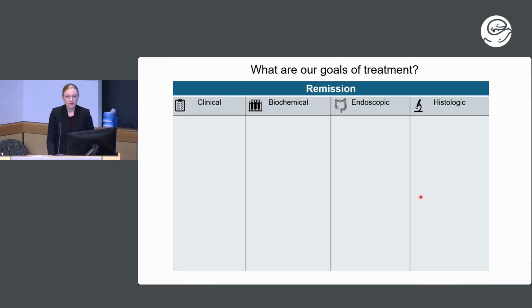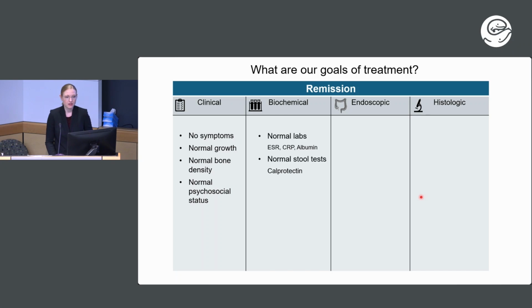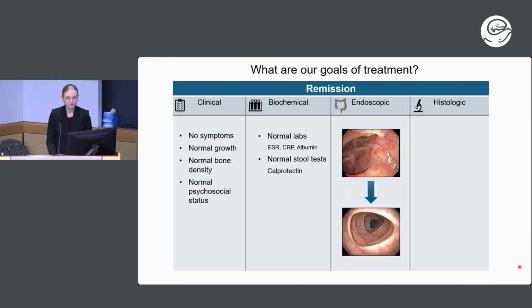So now that we've covered medications in IBD, let's take a moment to establish what our goals of care are for our patients with IBD. So we define remission in 4 main modalities. Clinical remission means being symptom-free, normal growth, normal bone density, and normal psychosocial status. Biochemical remission involves having normal labs and stool markers of inflammation, while endoscopic remission means going from this on scope at diagnosis to this at follow-up.